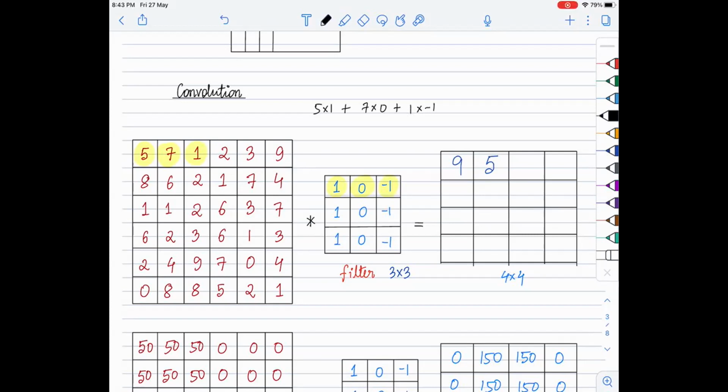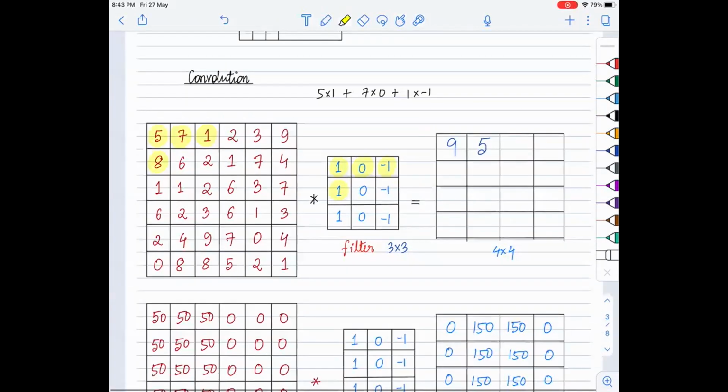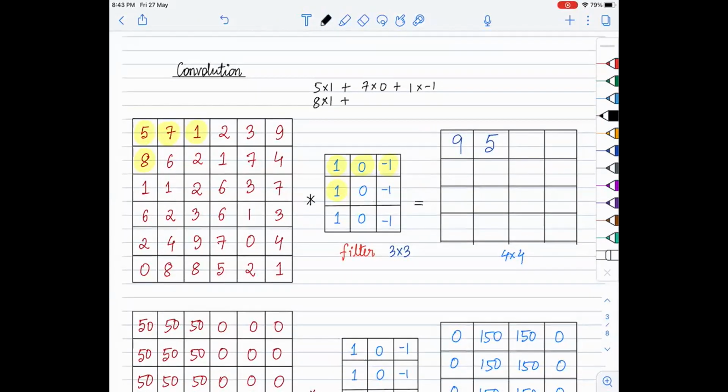Now, next, 8 into 1, plus 6 into 0, plus 2 into minus 1. So I hope you have got the idea what I'm doing here. Then you take this, multiply it with this, take this, multiply it with this, take this, multiply it with this. And whatever you get, you write that number here. If you go back and do this computation, you'll find that it's 9. You write that number here.